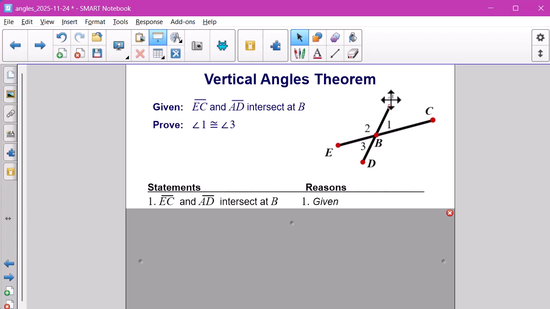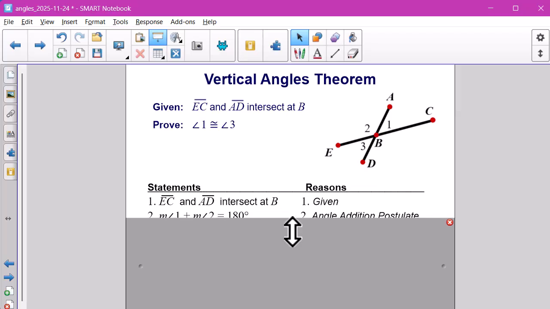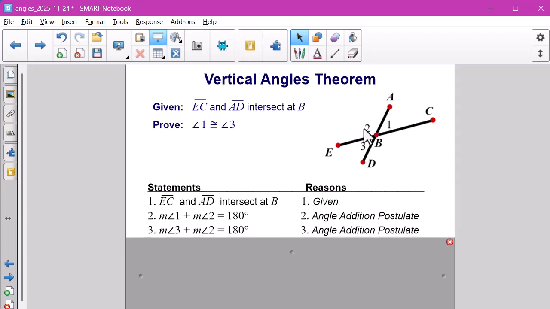Now, because we have these two lines that intersect, we end up having two pairs of angles that add up to equal 180 by the angle addition postulate. So let's start with the measure of angle 1 plus the measure of angle 2 is equal to 180 degrees. And then we can also say that the measure of angle 3 plus the measure of angle 2 is equal to 180 degrees.